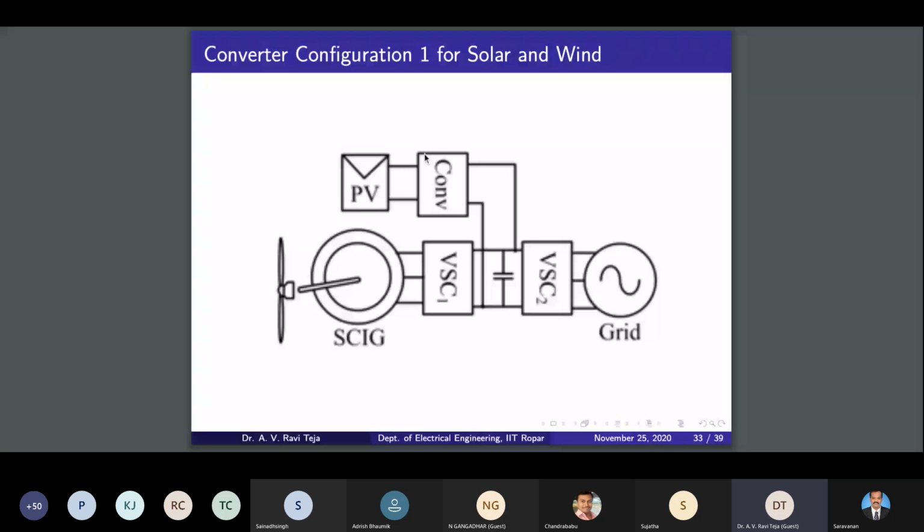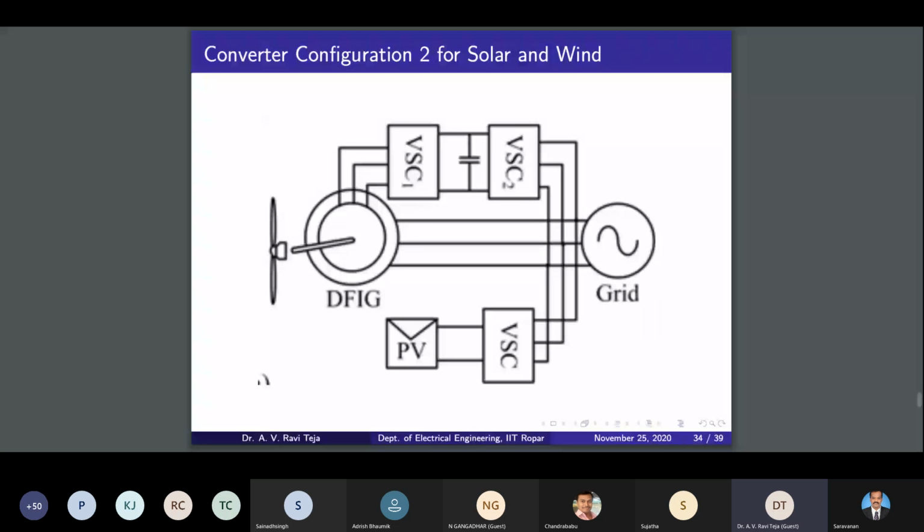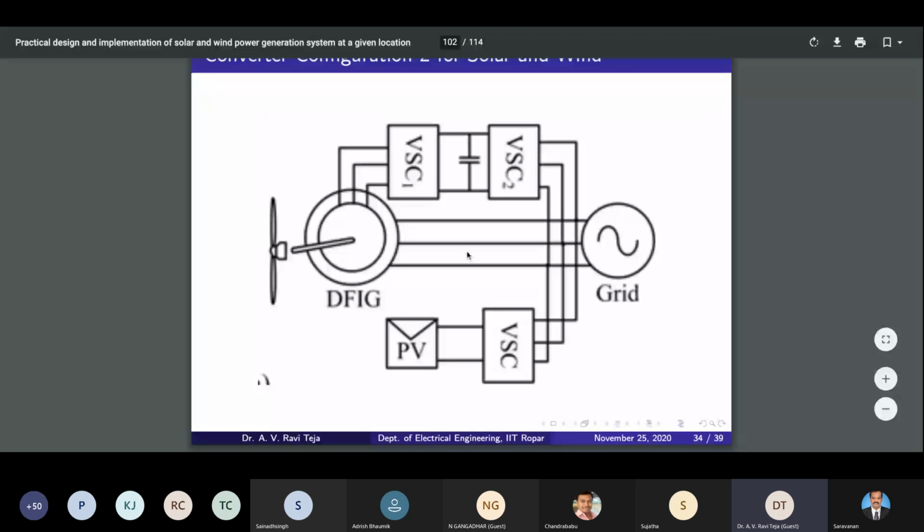How can I improve? Instead of a squirrel cage induction generator, if I use a wound-rotor fed induction generator. But of course, a wound-rotor induction generator has brushes and is not as rugged or as sturdy as a squirrel cage induction machine, but this gives some advantage. The advantage is there are two paths for giving power to the grid. One path directly, one path through the converter. So what happens? This path through the converter will require only 1/3 of the power you will be giving. The other 2/3 power will go directly to the grid without any converter.